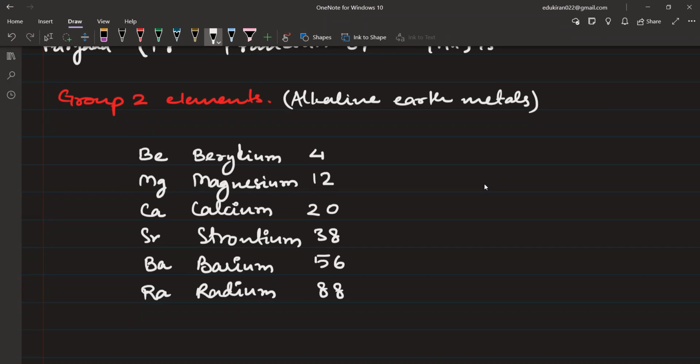Okay. Please write the electronic configuration also. I remember it like this: बेमग का सर बड़ा.